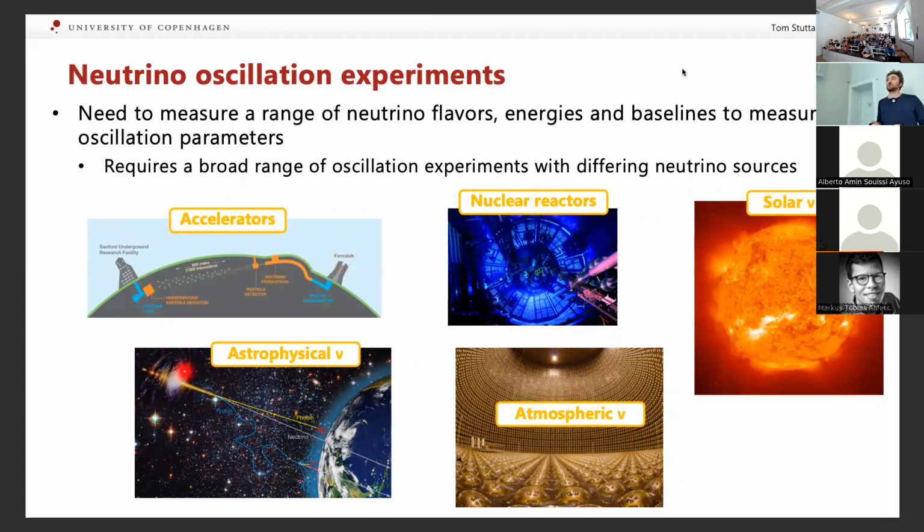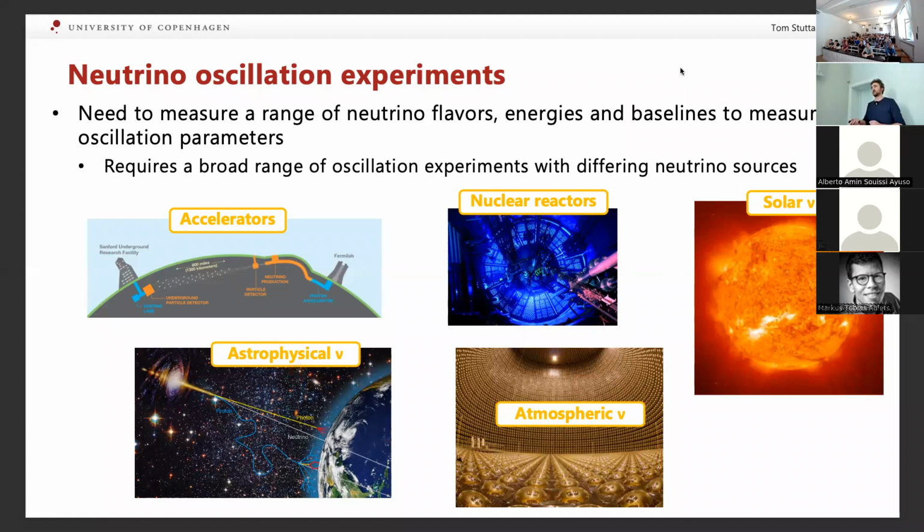So we have, for example, a number of accelerator experiments, such as those in Japan and the US. Nuclear reactors are a major source of neutrinos, particularly for certain angles, so things like Daya Bay in China. Solar neutrinos are one of the original sources of neutrino oscillation physics. These are the neutrinos produced in nuclear reactions in the sun's core, leading to the solar neutrino problem observed in the SNO experiment. And then the last two here are the atmospheric neutrinos, which I'll talk about today, and astrophysical neutrinos, which I think you'll hear a lot about already today.